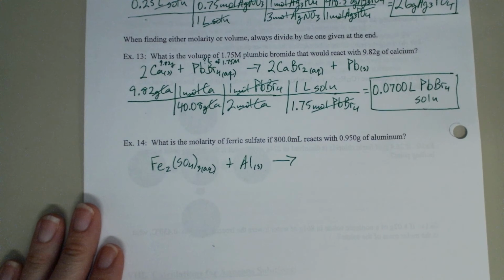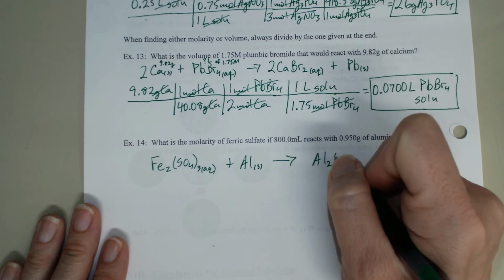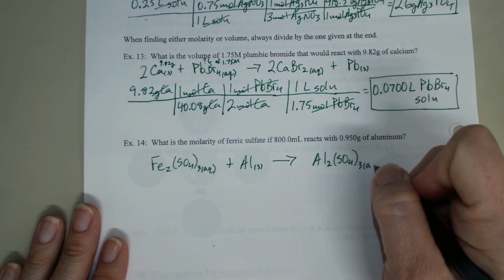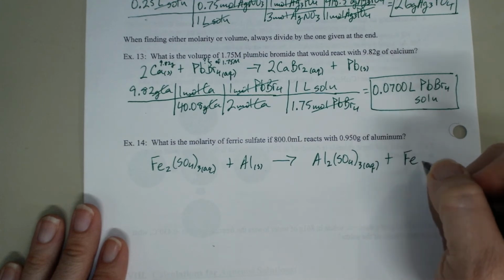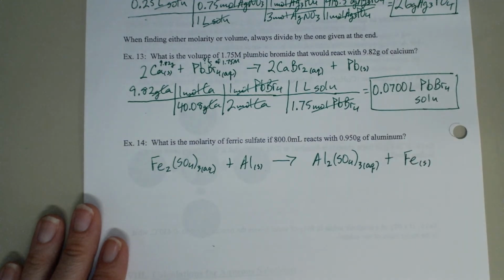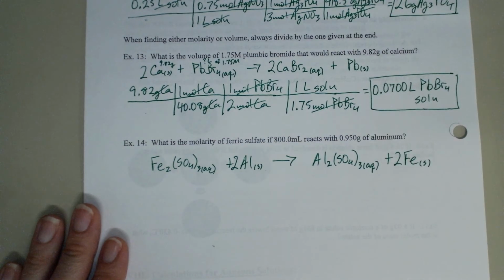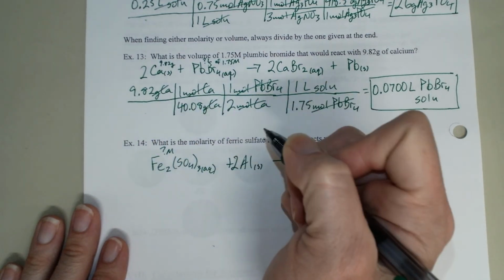Okay, and so if I look at my activity series, I can see that aluminum will replace iron in aqueous solution. So aluminum goes home with sulfate tonight. And that's soluble. Most sulfates are soluble. And iron is left all cold and lonely. Okay, then I just have to balance my aluminums and my irons because my sulfates are already balanced. And I'm done. I'm looking for the molarity of ferric sulfate.